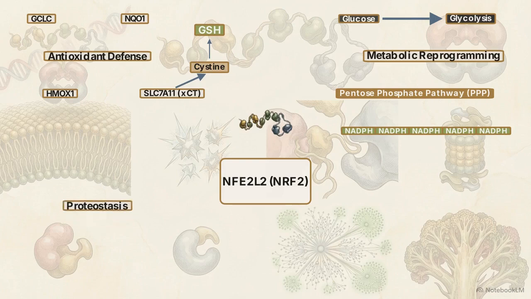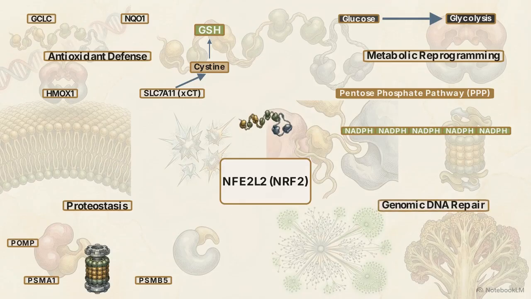Repair programs are initiated to address cellular architecture. NRF2 drives proteostasis by regulating the assembly of the 26S proteasome, while directly orchestrating DNA repair through the regulation of OGG1 for base excision repair and BRCA1 for homologous recombination.